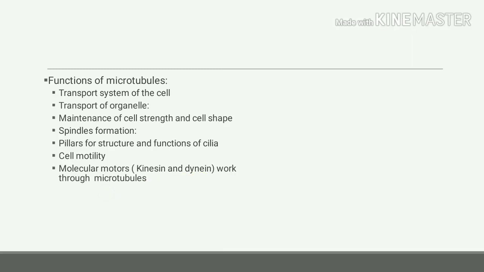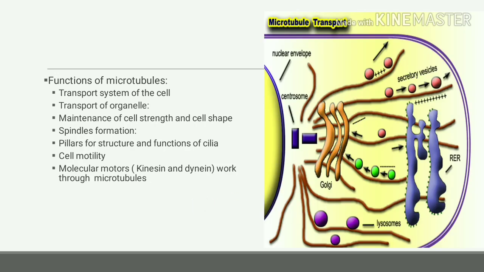Now, functions of microtubules. Microtubules are important transport systems of the cell. Some organelles like chromosomes, mitochondria, secretory vesicles and protein molecules move from one part of the cell to another part of the cell through microtubules. Microtubules also contribute to the maintenance of cell strength as well as the shape of the cell.